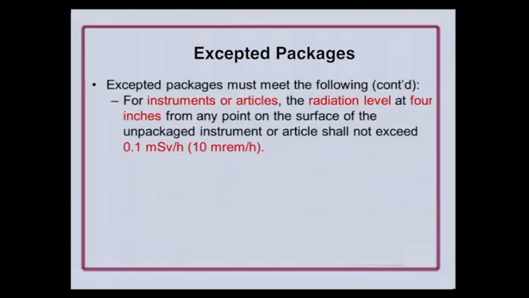If it is an instrument or article, then the radiation level at 4 inches from any point on the surface of the unpackaged instrument cannot exceed 10 mR per hour. So you have to do a dose rate on whatever you put inside of it. I wouldn't worry too much about that one. What we're really concerned about is the dose rates right now on the outside of the package presented for shipment. But that is an additional requirement if it's an instrument or article.